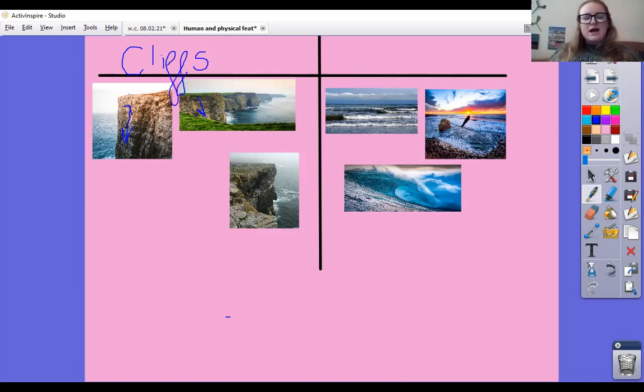Cliffs. Fantastic. And these pictures, although I can see a little bit of a beach here, I can't see any land in these two pictures, and I can see a lot of sea in this picture. So I think these are all seas. Sea or ocean. Fantastic. So I have sorted my pictures into two groups and I've labelled what I think these two groups are.